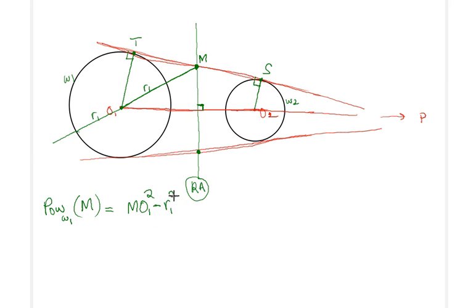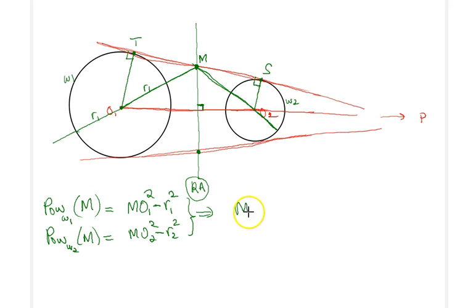But I know very well that that number must be equal to the power of point M with respect to the second circle, omega 2, and we just realized that the power of M with respect to that circle would be simply MO2 squared minus R2 squared, and those two numbers are actually equal to each other. Now notice that MO1 squared, using Pythagorean theorem in triangle MTO1, and similarly using Pythagorean theorem on triangle MSO2 again. So we know these two are equal.